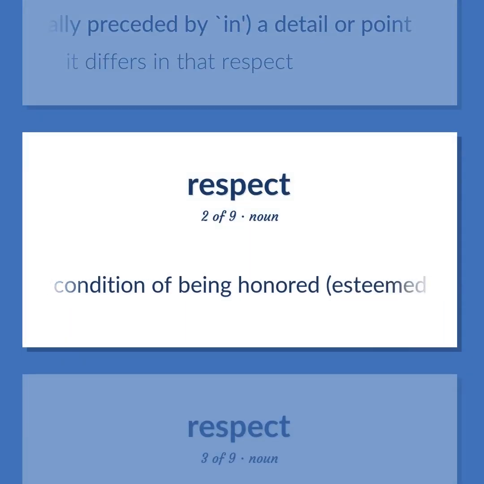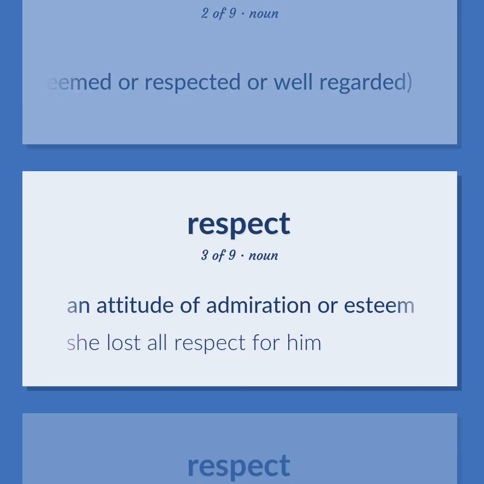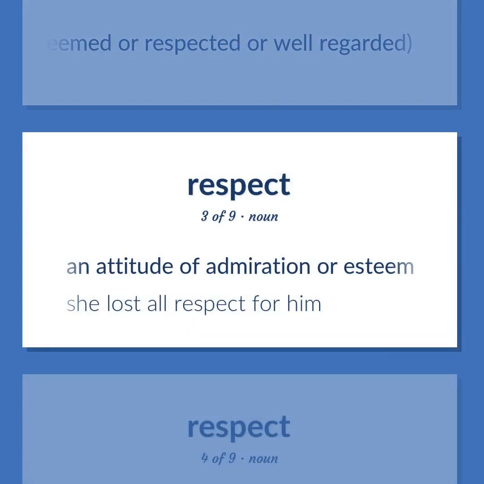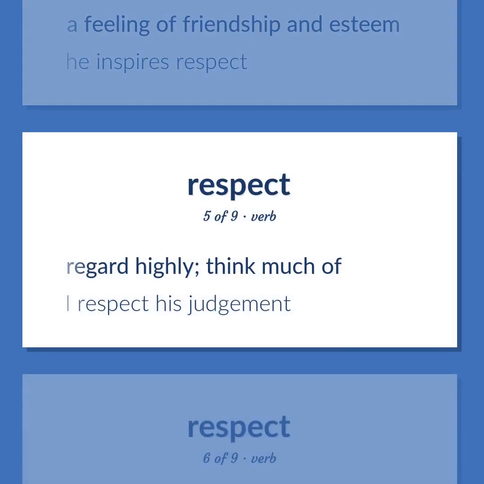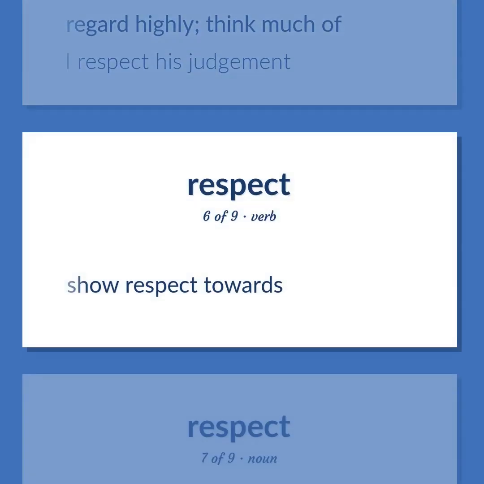The condition of being honored, esteemed or respected or well regarded. An attitude of admiration or esteem. She lost all respect for him. A feeling of friendship and esteem. He inspires respect. Regard highly. Think much of. I respect his judgment. Show respect towards.